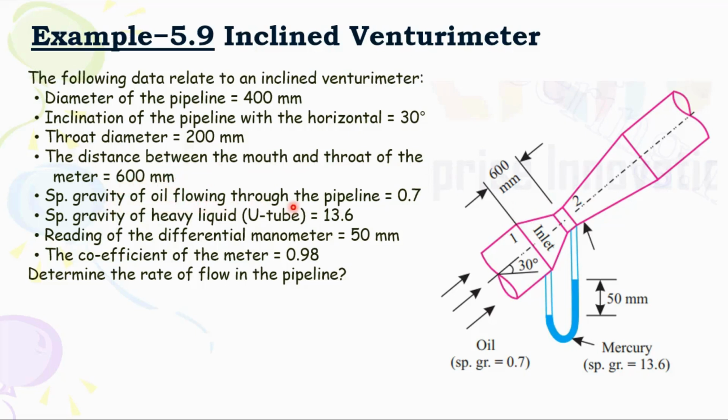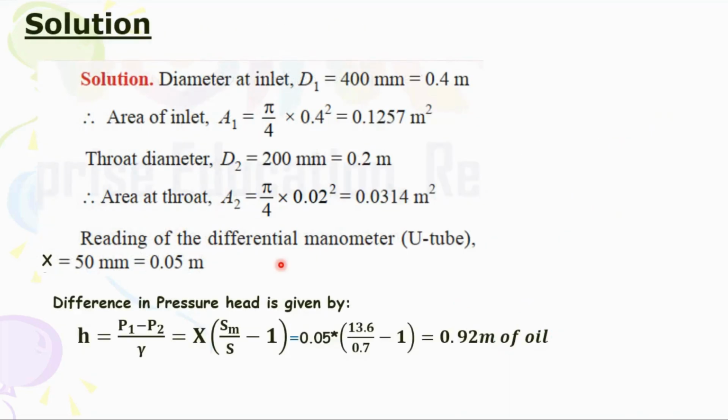Specific gravity of oil flowing through the pipeline is 0.7, and specific gravity of heavy liquid, which is this one, mercury, is given as 13.6. Reading of differential manometer, so displacement you are given, is 50 millimeter. Coefficient of the venturimeter is 0.99. So determine the rate of flow of the pipeline. So what will be the flow rate passing through this? I think everything is given. So now let us see.